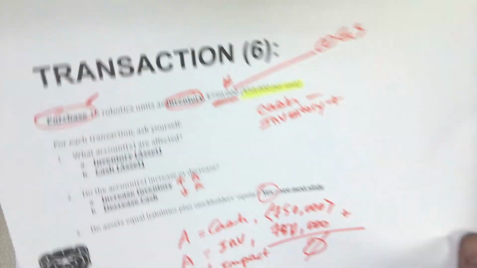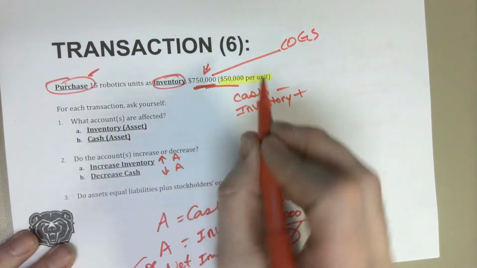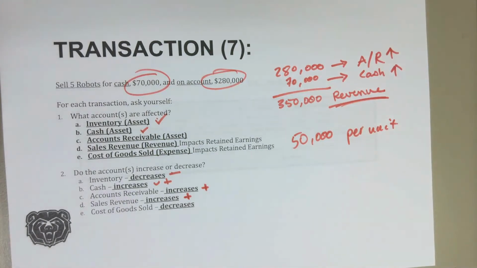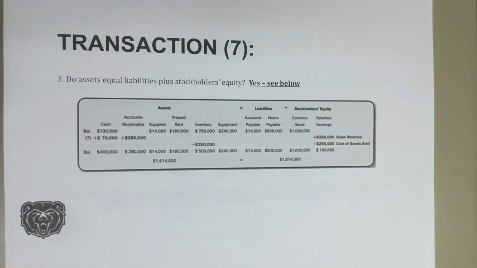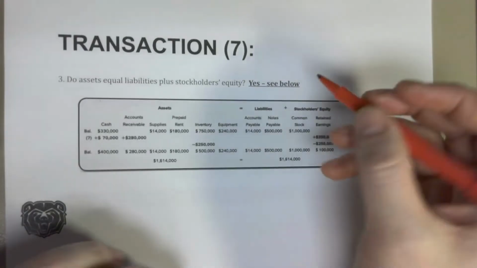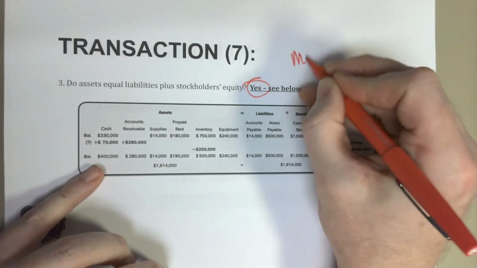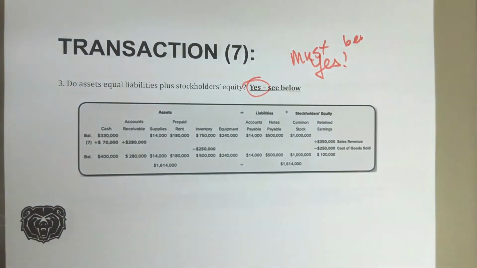Okay, and recall I told you that $50,000 per unit and that $750,000, these two are going to become your cost of goods sold, right? So now we're feeling the impacts of those costs of goods sold. Let's go ahead and look at our equation. Do they balance? Does the equation still balance? Do assets equal liabilities plus stockholders' equity? We've said it 7 times now, but yes, it must be yes, right?